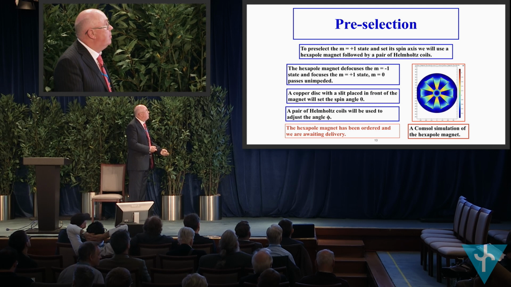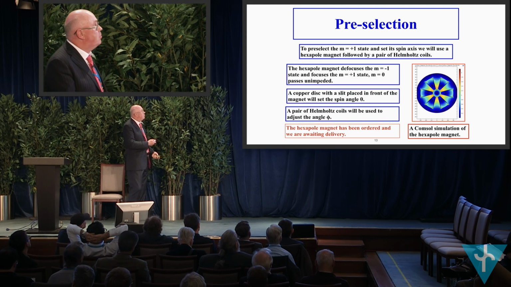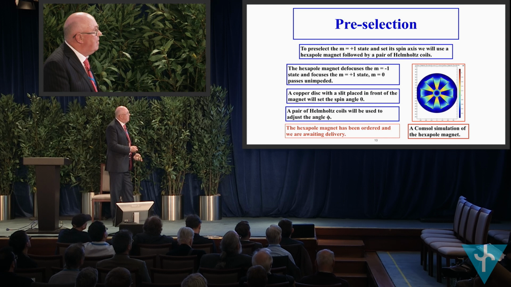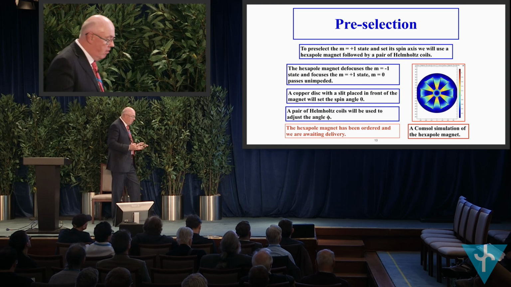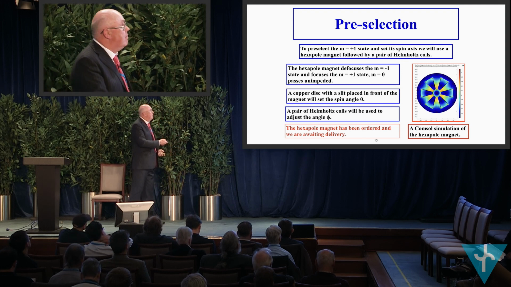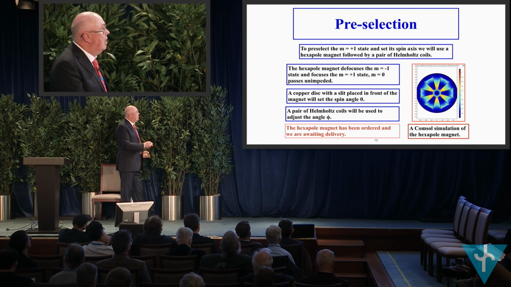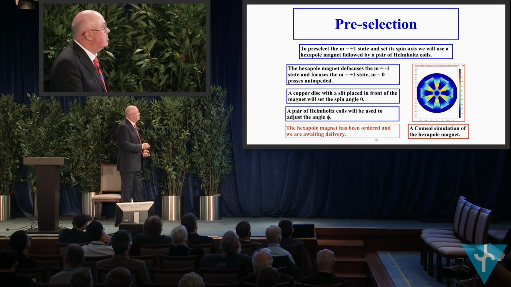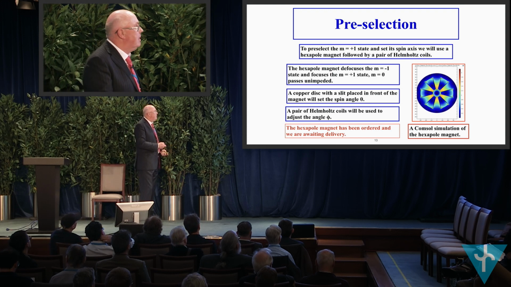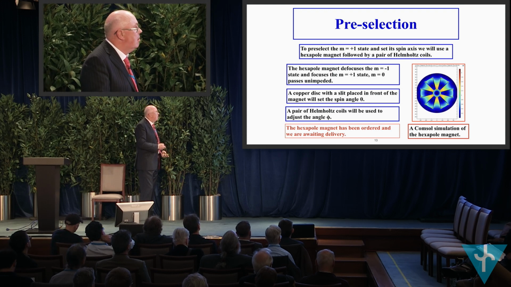The pre-selection, as I said, is that we're going to pre-select the m equals +1 state. We're going to use a hexapole magnet, which focuses the m equals +1 state, brings it to a focus, but conversely the m equals -1 state is defocused, so we don't have it at all. The m equals 0 goes through. As I say, I want to keep this for the reasons I've already said.